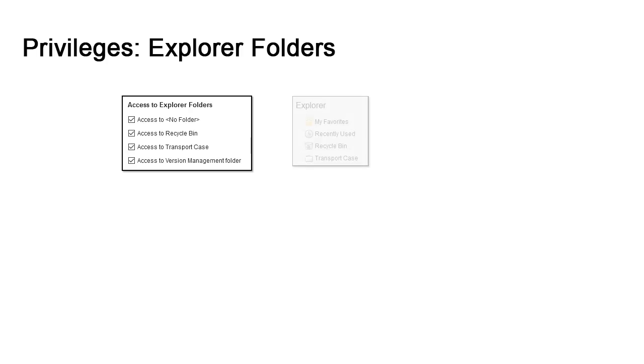Then we focus on the top section, which is Explorer folders. Note that Explorer is a design menu that you can only access if the process assembly perspective has been enabled. Here you find the No Folder folder, which contains things like UC client settings, the recycle bin where deleted objects are found, the transport case, which allows copying data using physical files, and the version management folder, which is no longer a folder in AWI and has been relegated to a version control page in each individual object.